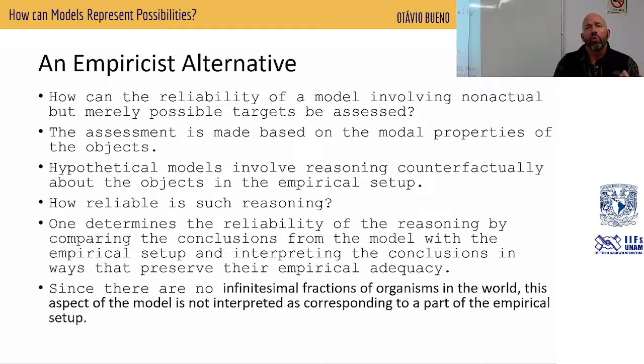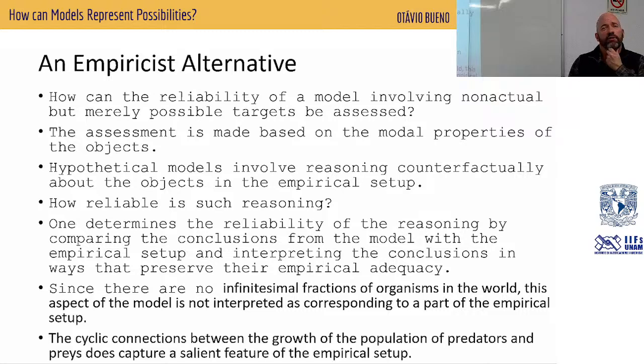Because in a way, what the model does is allow us to represent possibilities, and these possibilities have to be interpreted. Since there are no infinitesimal fractions of organisms in the world, this aspect of the model is not interpreted as corresponding to a part of the empirical setup. So there's no mystery. You're not comparing the model with a known actual possibility. I don't know how to do that, but we don't have to, because we have rabbits and lynx doing their things in the world. And that's what we're trying to understand in any case.